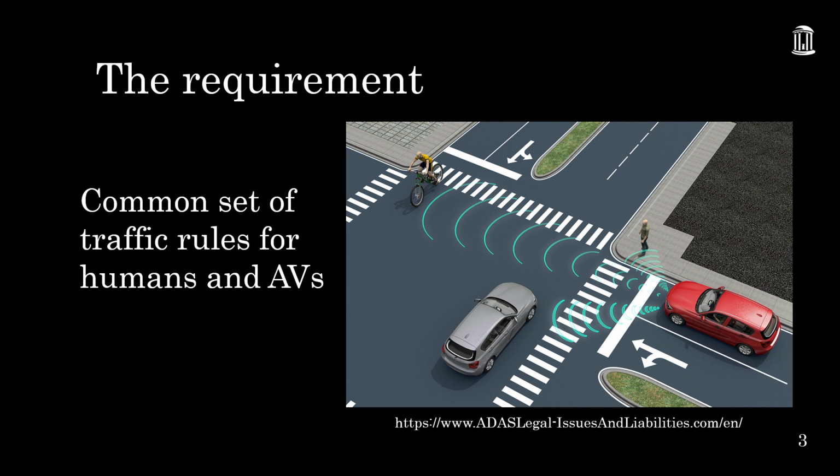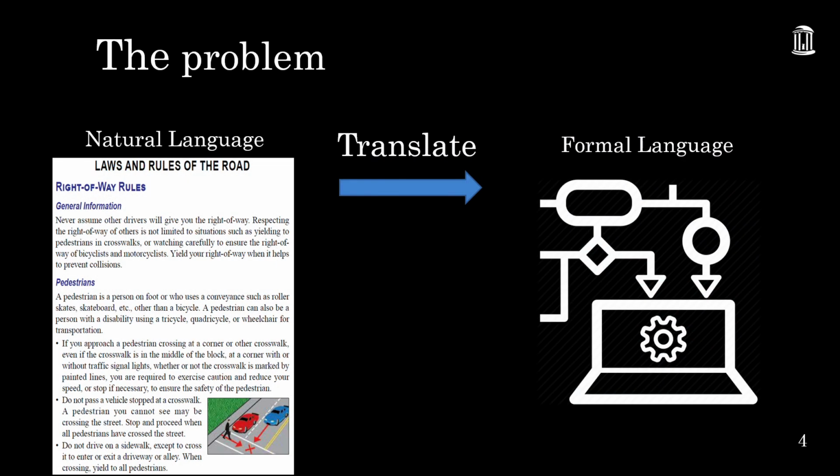A set of traffic rules need to be comprehensible to all traffic agents so that each agent understands its own responsibility, and also can predict other agents' behavior. However, the driving handbook written in natural language is not immediately accessible to automated driving software. One approach to address this is to translate the rules in natural language to a formal language that can be processed automatically by automated vehicle software. Therefore, we have a translation problem.